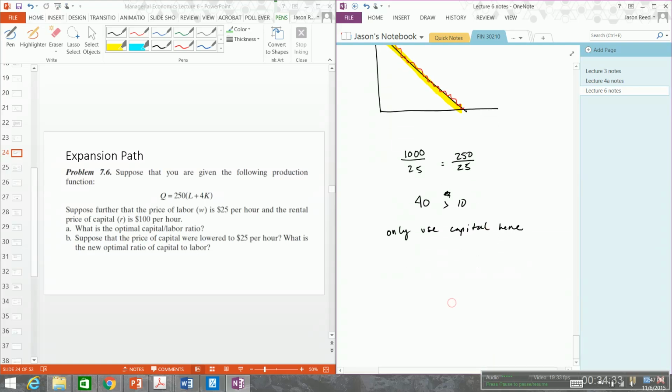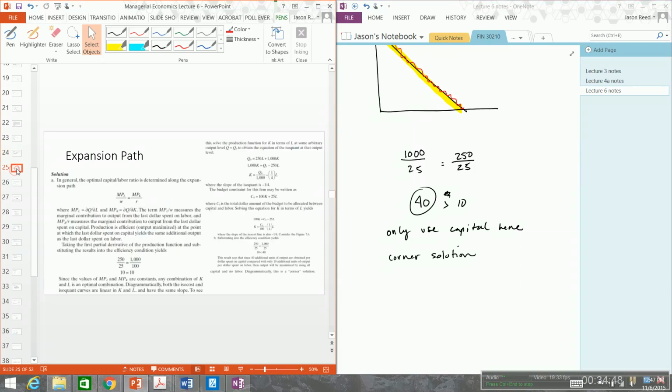Because we shouldn't trade off between any labor, and our efficiency lies with just using this capital. So this is called a corner solution. It doesn't happen often, but it can happen. And I think this was a good problem.